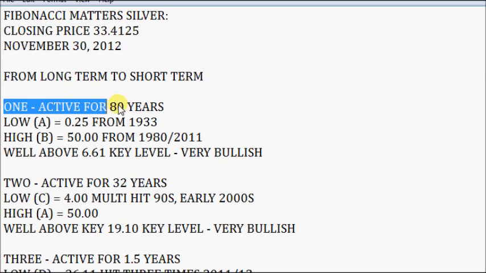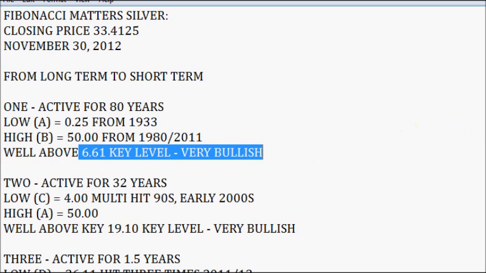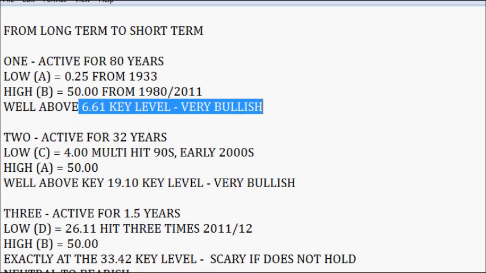So this first one is active for 80 years. The low, which is point A, and I'm not going to refer to these letters later on, but just for this video I will, was 25 cents, in 1933, actually it was 32. The high, $50, was in 1980 and 2011. So the key Fibonacci level, 661, is very bullish right now, well above that level, because that's the 61.8%. It has to hold above that for it to be bullish, and it's doing just that.